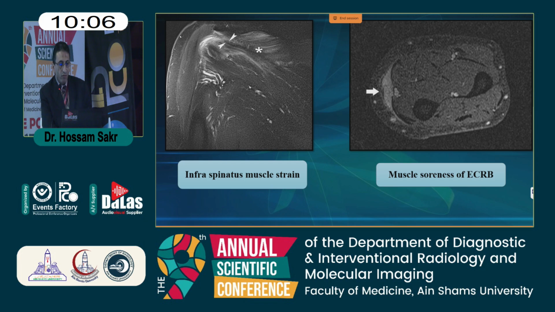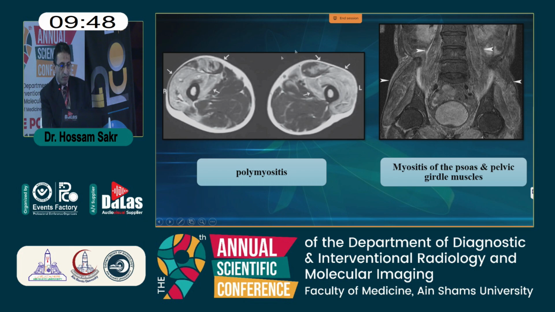This is an example of muscle edema in the infraspinatus muscle, an infraspinatus muscle strain. This is a coronal fat suppressed image. This is muscle edema or soreness of the extensor carpi radialis brevis, also on fat suppressed images with high signal intensity. Polymyositis: bilateral nearly symmetrical high signal intensity within the muscles on T2 weighted images. Myositis of the psoas and pelvic girdle muscles: patchy high signal intensity within the muscles.